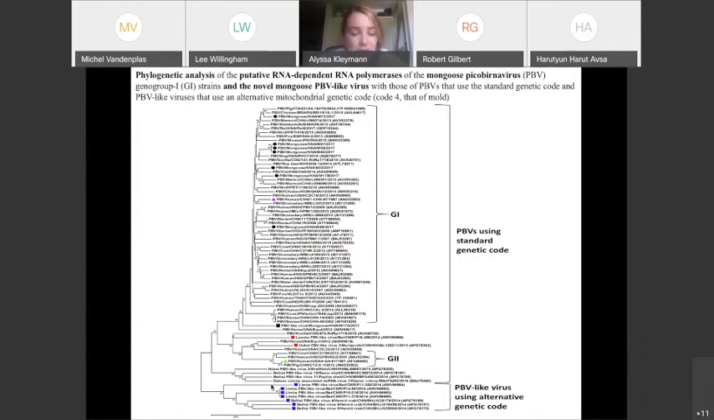It is intriguing that mongoose strain 17A and a strain from a bat and one strain from crustacea that use the alternative genetic code clustered with PBVs that use the standard genetic code. So you can see that our mongoose strain M17A is right here, and then the bat and the crustacea strains are right here in red, in case you can't see my cursor, which I don't think you can. This again suggests that PBVs may not be viruses of vertebrates, but rather viruses that infect fungi or prokaryotes.